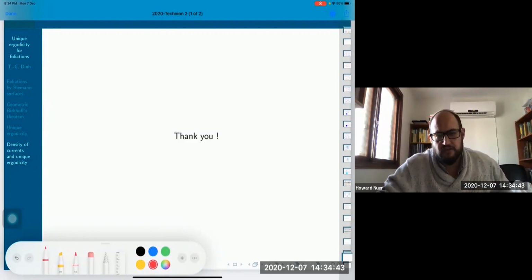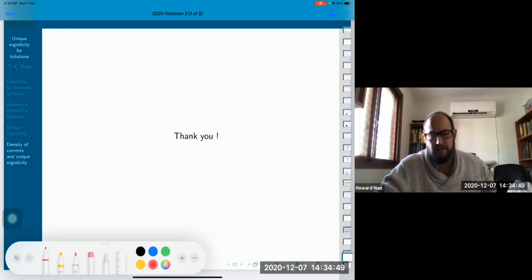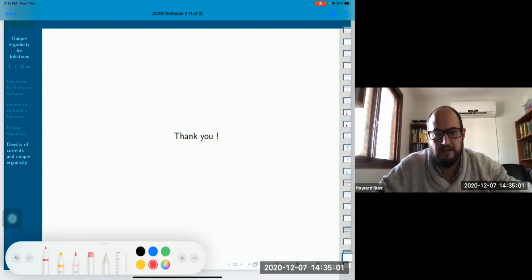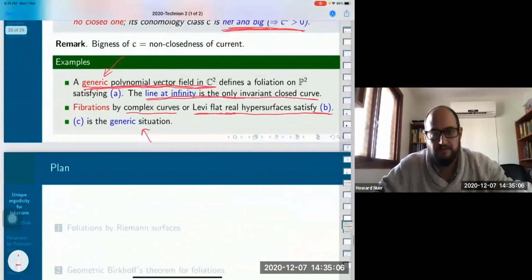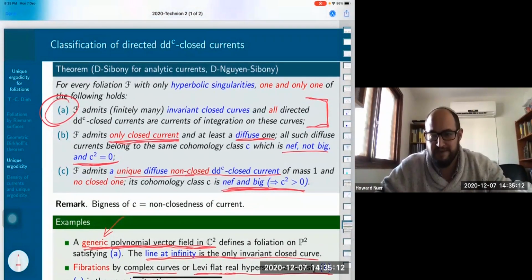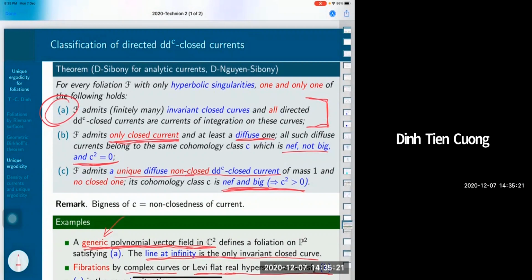Does your classification theorem have anything to do with the cone theorem in Mori theory for these algebraic surfaces? Which theorem are you talking about? The cone theorem. You had a theorem where you classified all the different types for F with hyperbolic singularities. Given the statements about nef and big, it sounds like it almost has to do with Mori cone theory. Oh, maybe, but we didn't go further.